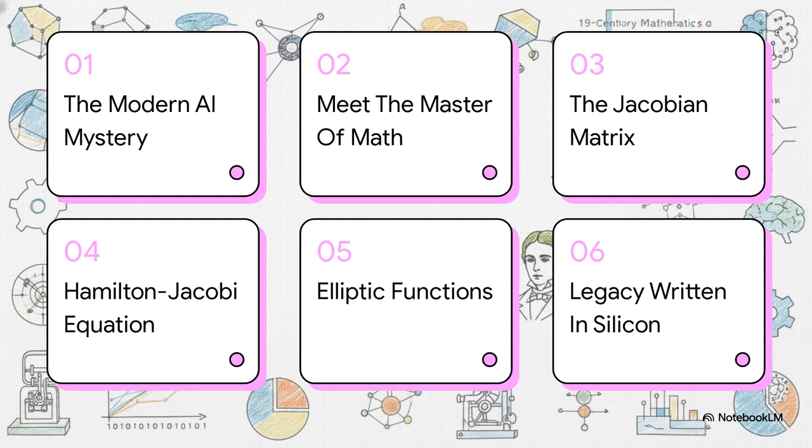Here is our roadmap. 1. The modern AI mystery. 2. Meet the master of math. 3. The Jacobian matrix explained. 4. The Hamilton-Jacobi equation. 5. Elliptic functions and identities. And 6. A legacy written in silicon.